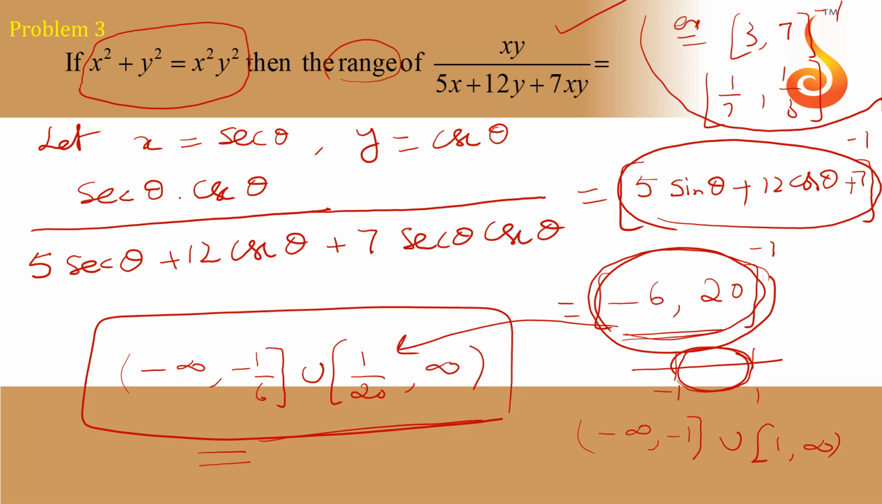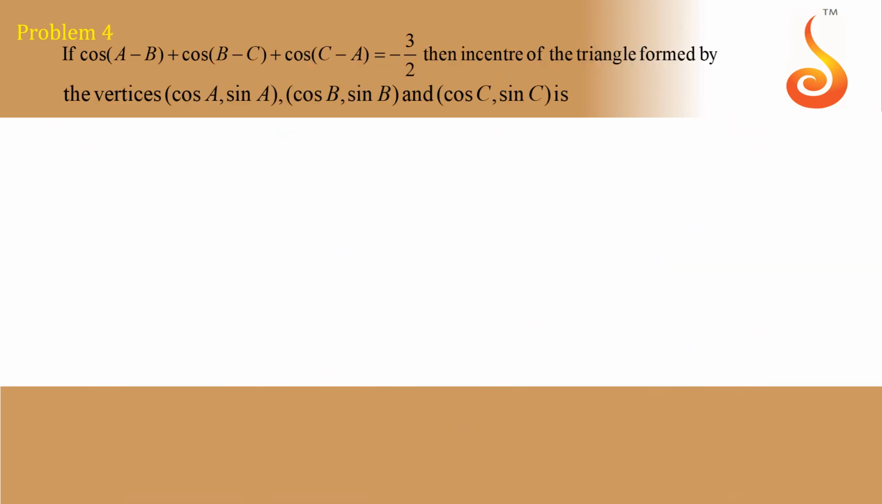Let us move to next problem. Problem number 4. If cos of a minus b plus cos of b minus c plus cos of c minus a is equal to -3/2, then I want the incenter of the triangle formed by these vertices cos a comma sin a, cos b comma sin b, and cos c comma sin c.